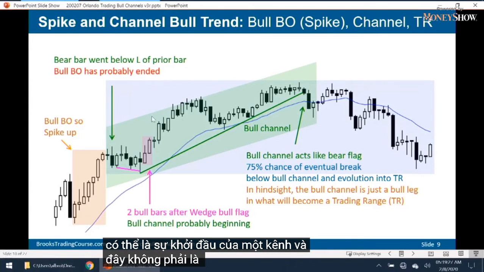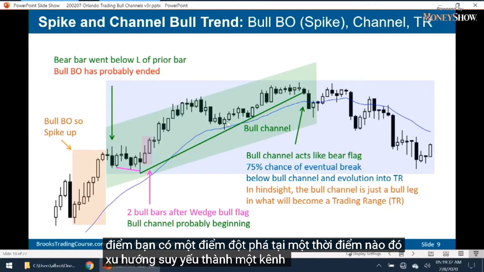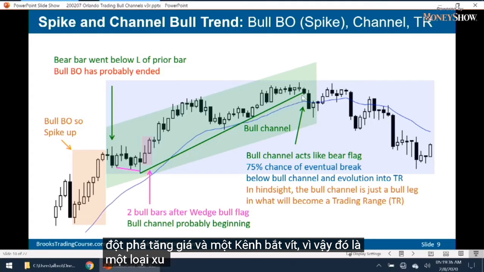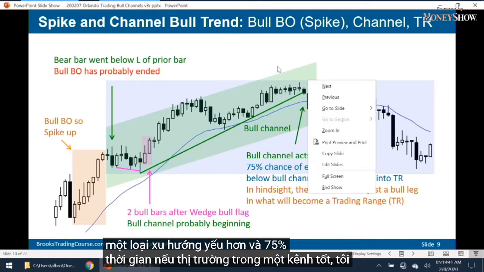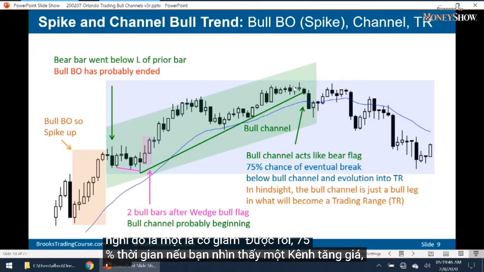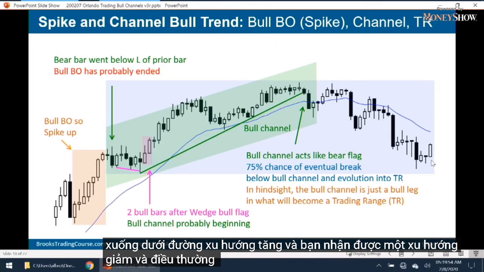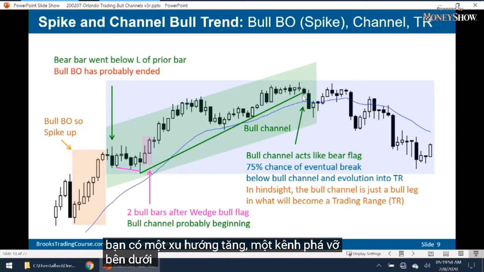And I think this is an important point. You have a breakout at some point, the trend weakens into a channel, so a bull breakout and a bull channel, so it's a weaker type of trend. And 75% of the time, if the market's in a bull channel, I think of it as a bear flag. Right? 75% of the time, if you see a bull channel, you're going to get a bear breakout below the bull trend line, and you'll get a swing down. And what typically happens is you have a bull trend, a channel, a break below the bull channel, and then a conversion into a trading range.